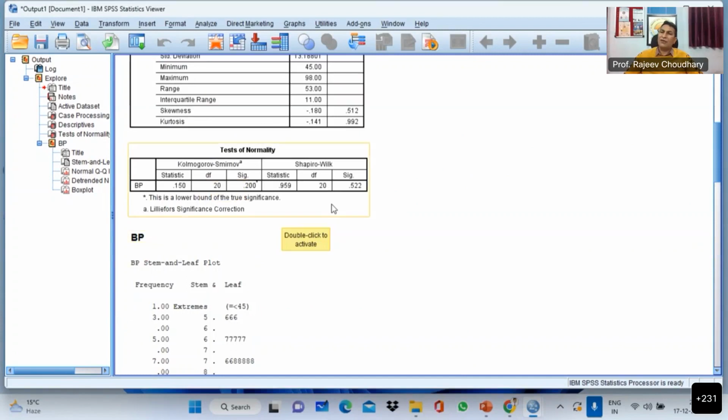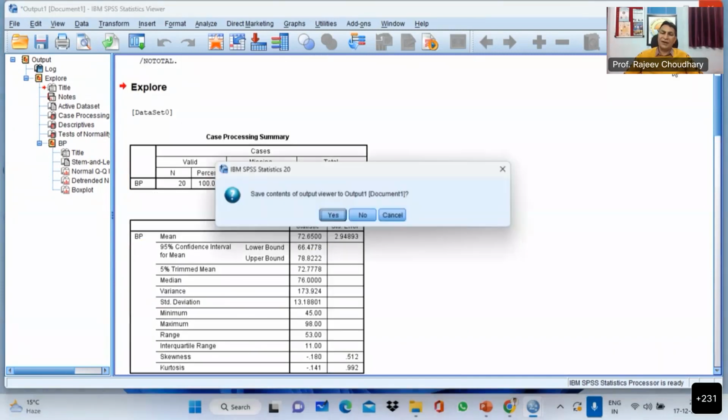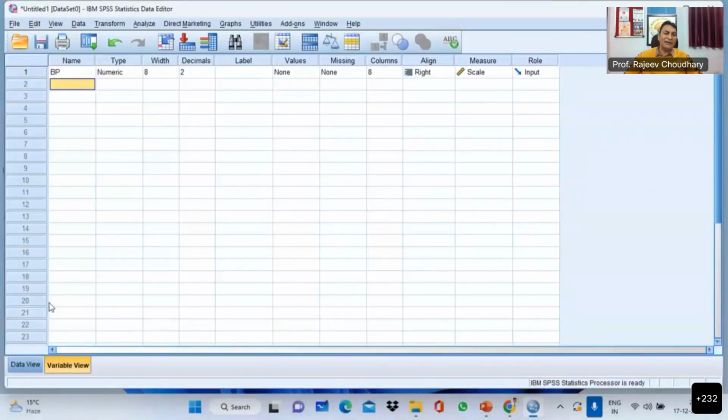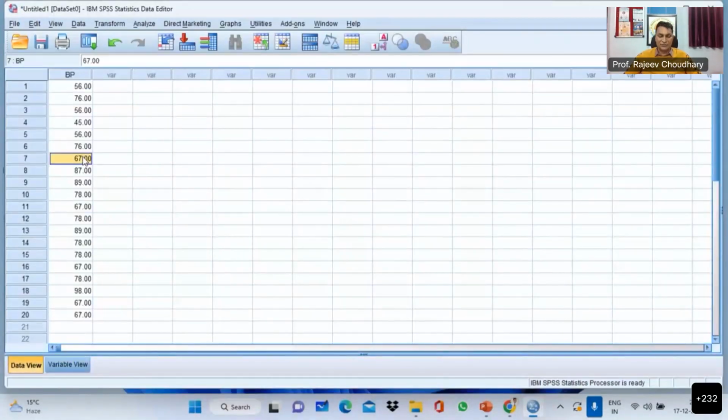So now, without saving, I am deleting this output and I am making this non-normal with an exceptional score. Suppose we are having one patient with very high blood pressure, 150 entering, and this is only one subject, that is, the score is entered at serial number 7. This distorted the whole distribution. Now I am applying the same technique, testing normality.